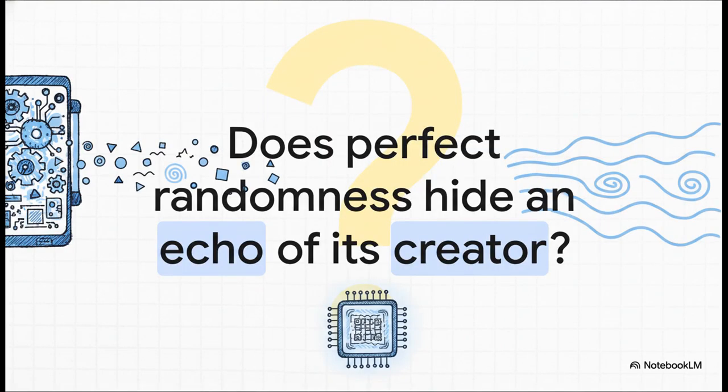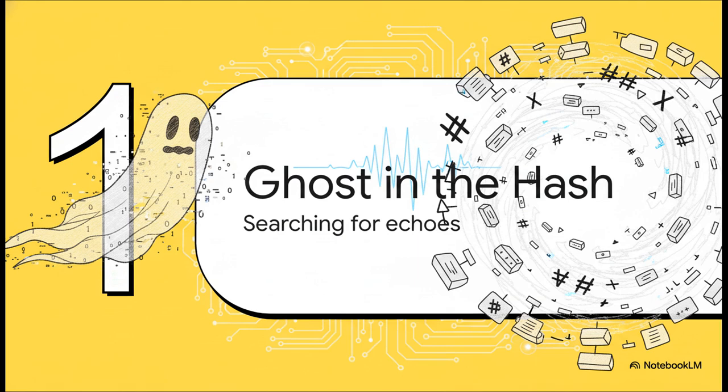But what if that perfect randomness is just an illusion? What if, buried deep inside all that noise, there's a faint echo? A tiny signature, not of the data you put in, but of the machine itself, the very process that's doing the computing. That one question, right there, is the rabbit hole we're about to go down. And that brings us to our first stop, looking for the ghost in the hash.